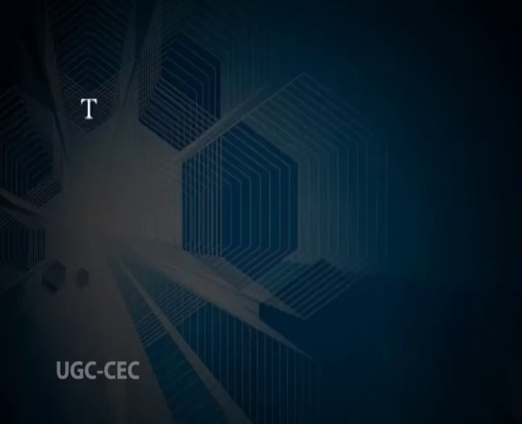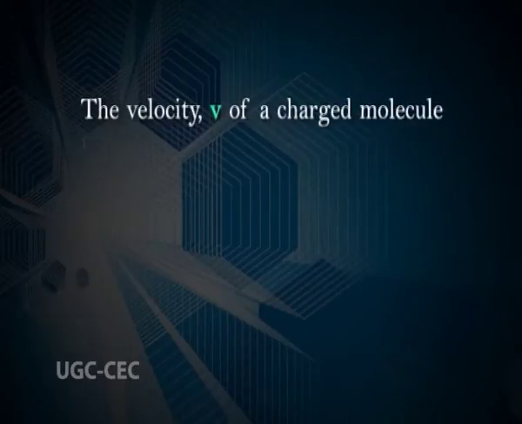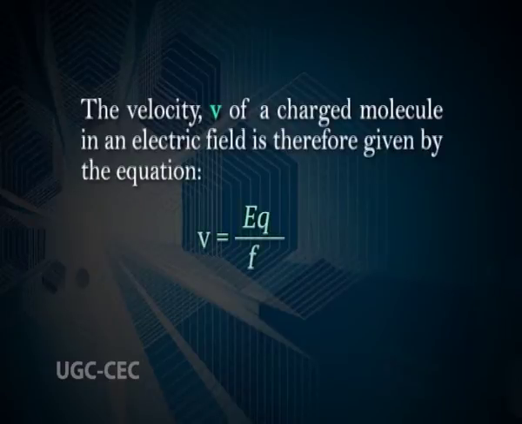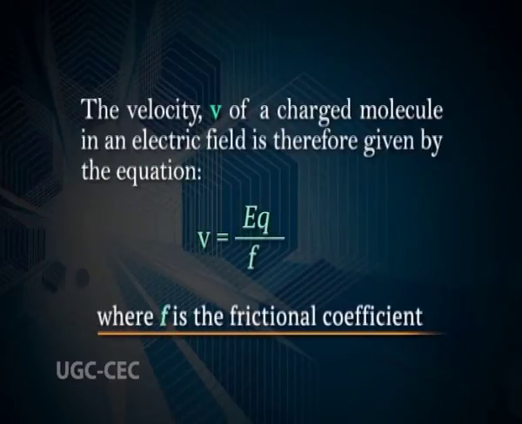However, there is a frictional resistance that retards the movement of this charged molecule. This frictional force is a measure of the hydrodynamic size of the molecule, the shape of the molecule, the pore size of the medium in which the electrophoresis is taking place, and the viscosity of the buffer. The velocity v of a charged molecule in an electric field is therefore given by the equation v equals EQ by F, where F is the frictional coefficient.